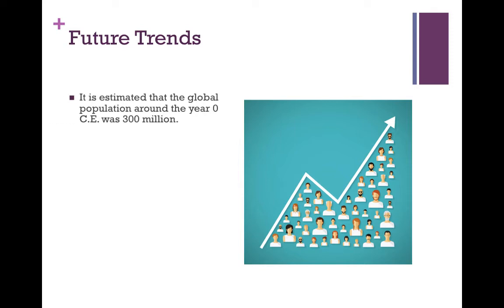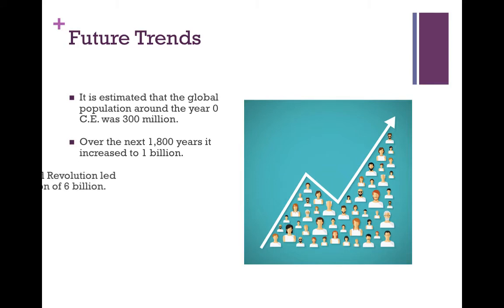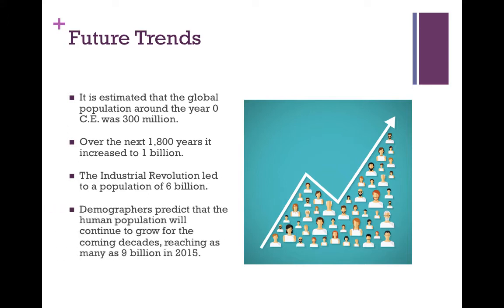It is estimated that the global population around the year 0 CE was about 300 million people. Over the next 1,800 years, it increased to 1 billion. The Industrial Revolution led to a population of 6 billion. Demographers predict that the human population will continue to grow in the coming decades, reaching as many as 9 billion in 2015.